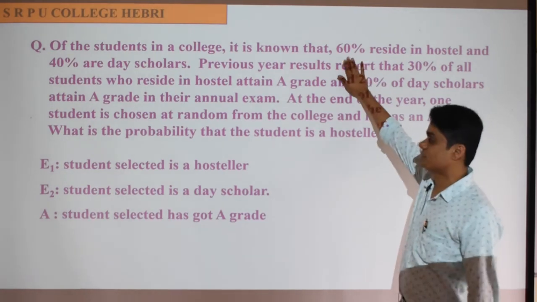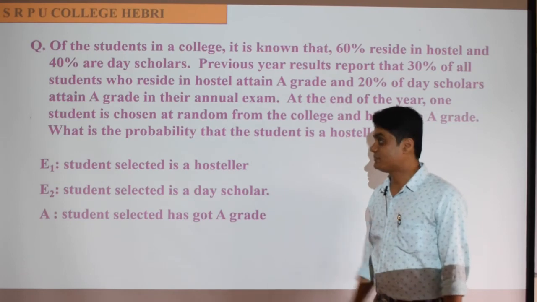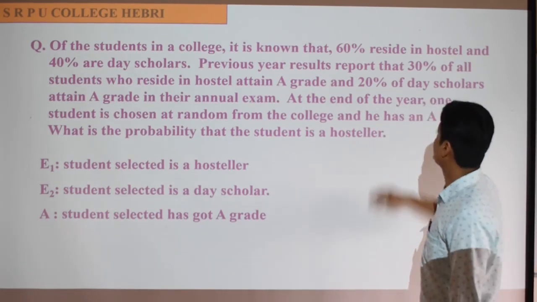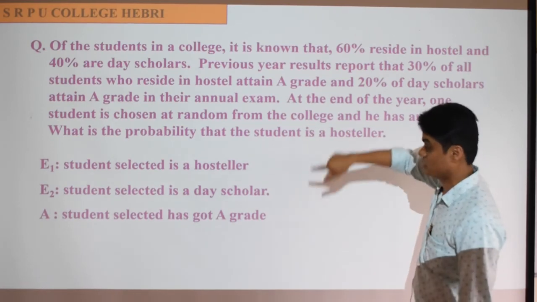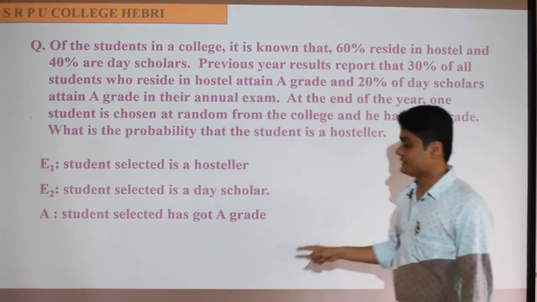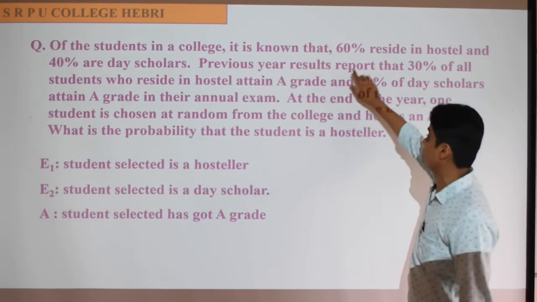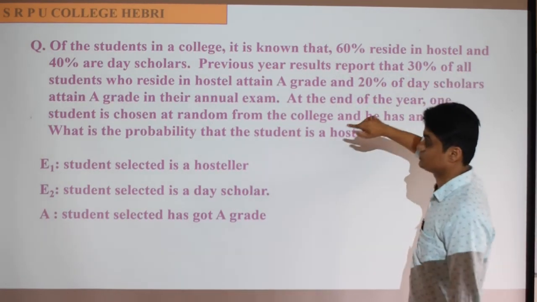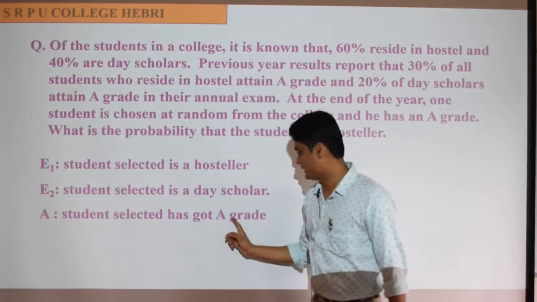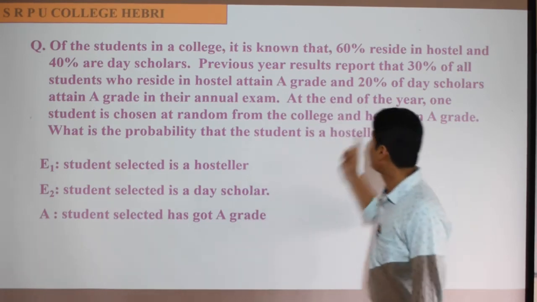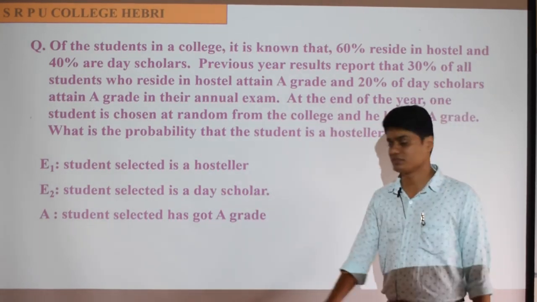It is given in terms of percentage, that is 60%, that is 60 by 100. Probability of E2, 40%, 40% day scholars. Student selected has got A grade, so A bar E1, observe here carefully the previous year result note. 30% of all the students who reside in hostel attain A grade, that is A grade and hostel. A bar E1 is 30%, A bar E2 is 20%. So all the numbers are available.